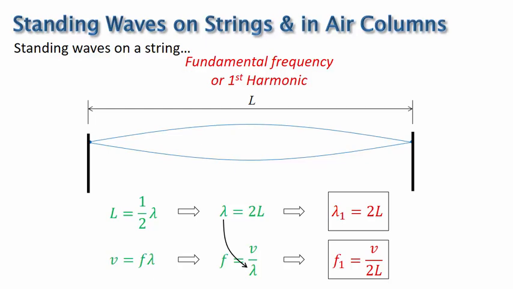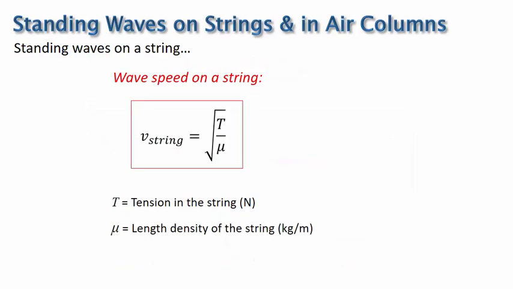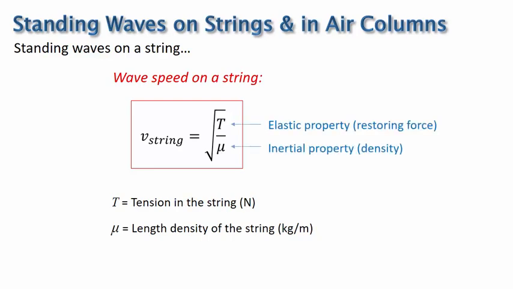You may recall that the speed of a wave depends on the medium and, more specifically, the elastic and inertial properties of the medium. The equation for the speed of a wave on a string is this, where T is the tension in the string and the Greek mu is the length density of the string, or in other words, its mass per length. So T is the elastic property of the string, which is also the restoring force, and mu is the inertial property of the string, which, as we just said, is a length density.